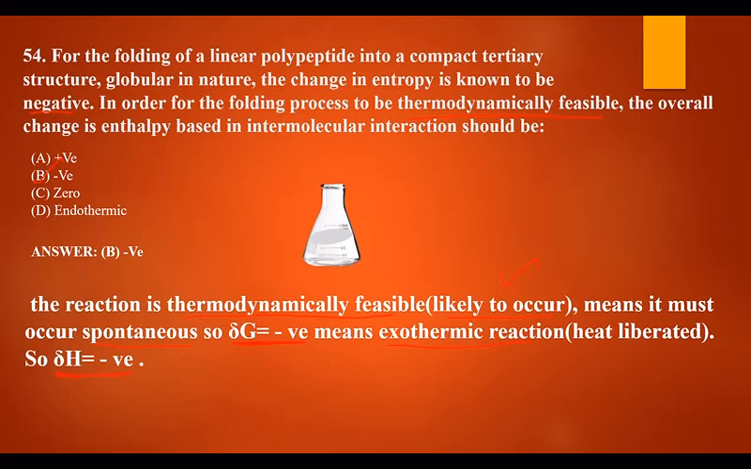Consider hot water in a room. What happens? It is a thermodynamically feasible reaction, that is, it occurs naturally. It means the reaction is spontaneous, so the del G, that is the change in free energy, is negative. That is, the final energy is less than the initial energy. It means it liberated energy, that is, it is an exothermic reaction, heat is liberated from that water. So del H, that is enthalpy, should be negative, that is, heat is liberated.